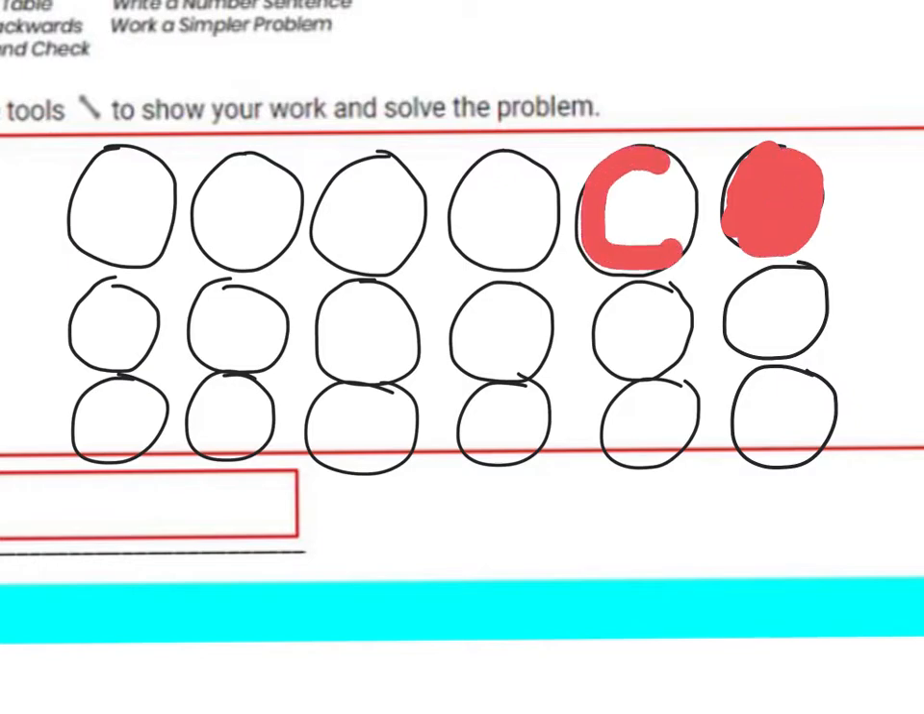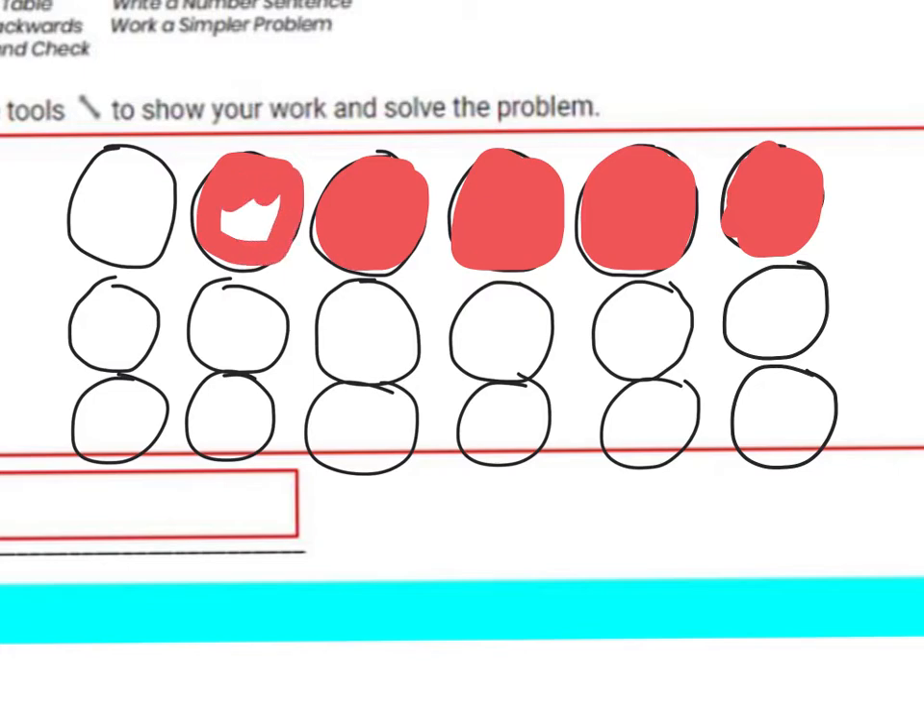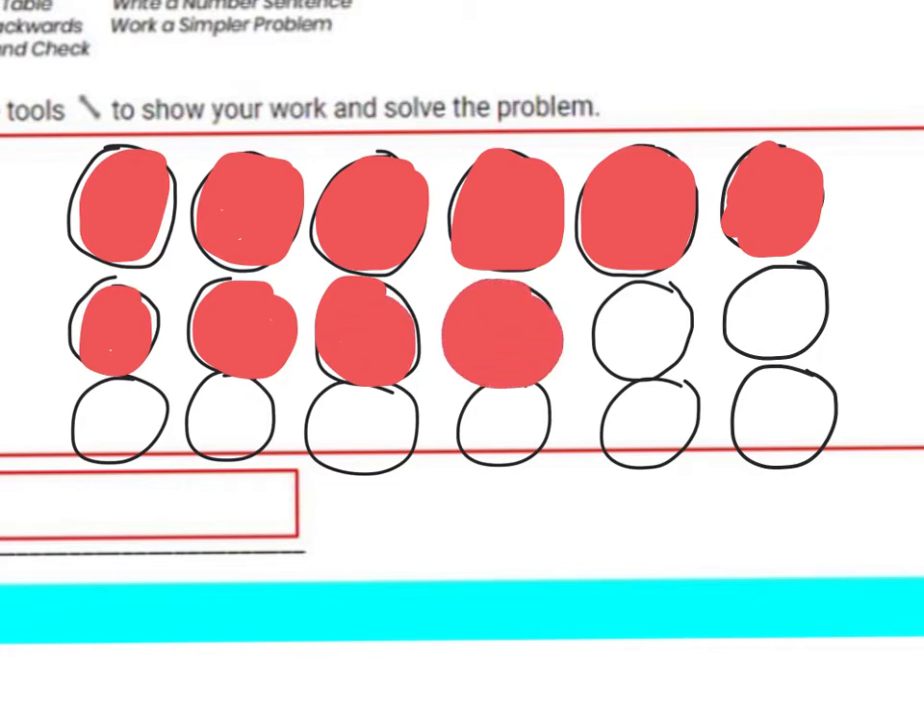1, 2, 3, 4, 5, 6, 7, 8, 9, 10, 11, 12. So those 12 are red, and that means the rest have to be green, okay?